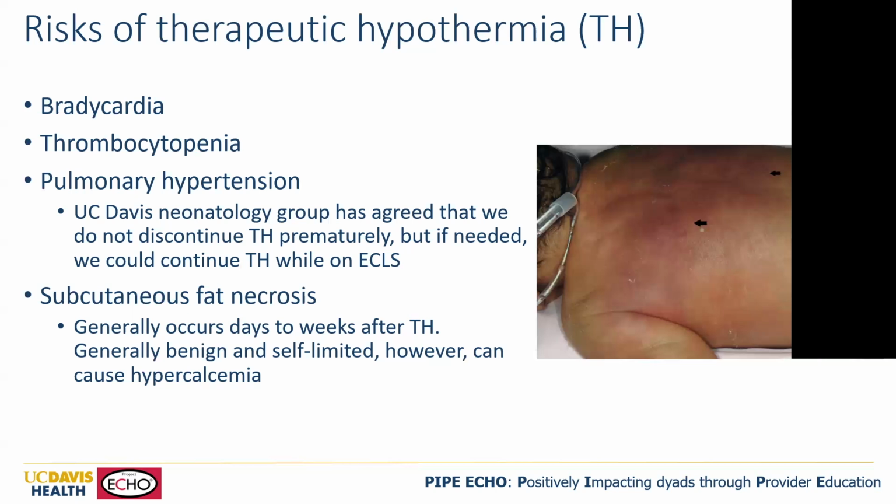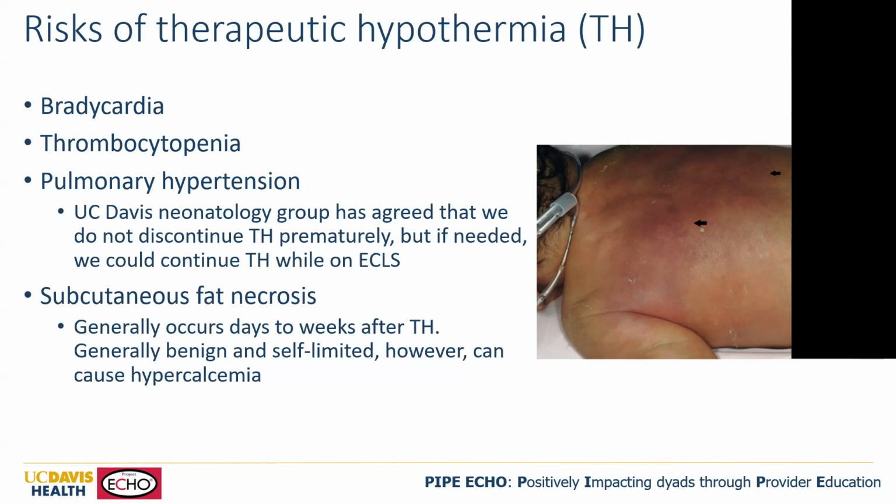And our group has agreed that we would not discontinue therapeutic hypothermia prematurely if the pulmonary hypertension is really bad, and we would actually continue that while on ECMO or ECLS. So there are, I think, some people who have stopped because of significant pulmonary hypertension, but again, then we're risking brain for just survival, which we need to talk to families about, the risks of all of those things, but you may be incredibly sick and need both treatments.